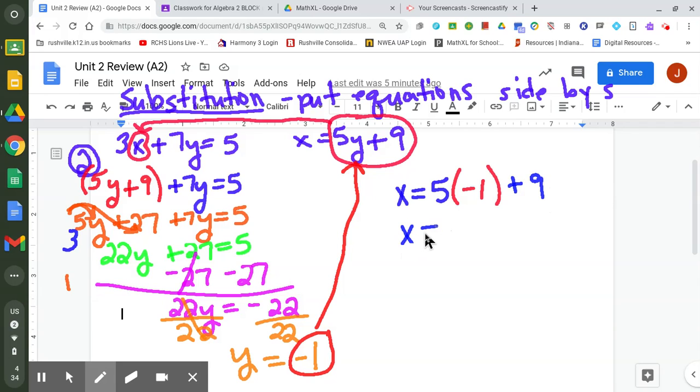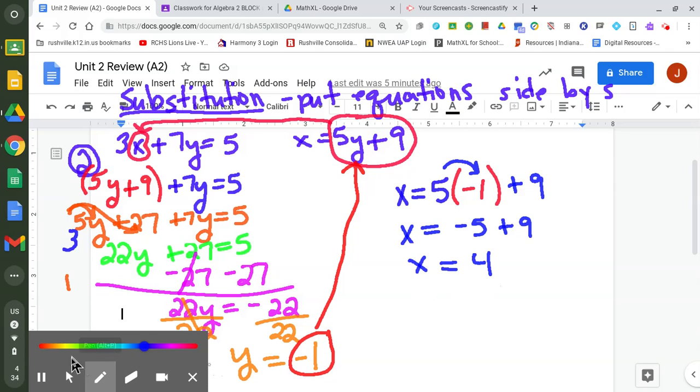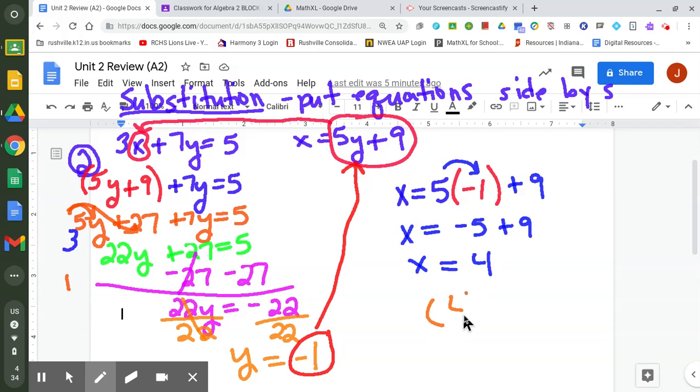So now x equals, and I have 5 times the negative 1, so negative 5 plus 9. So x will equal negative 5 plus 9, which is 4. So my ordered pair answer, the x value comes first, so it would be 4 comma negative 1.